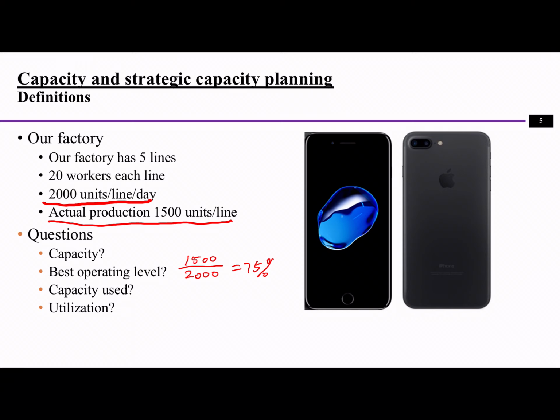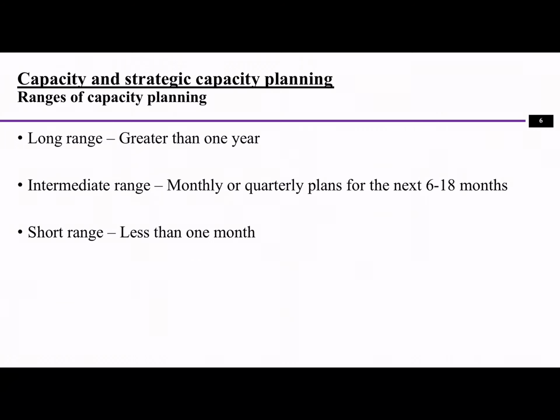Well, what is the capacity? With 5 lines and 20 workers for each line, the capacity is 2,000 units per line per day, right? And then what is utilization? Utilization is basically only 1,500 units per line.